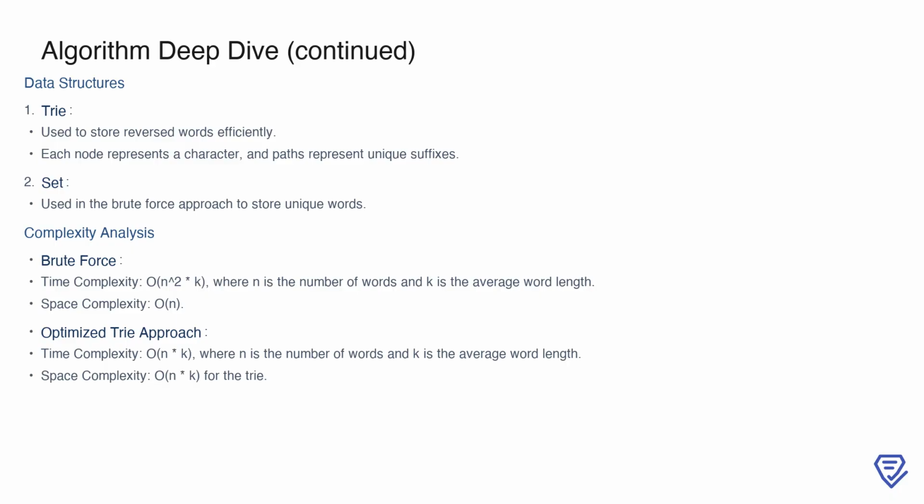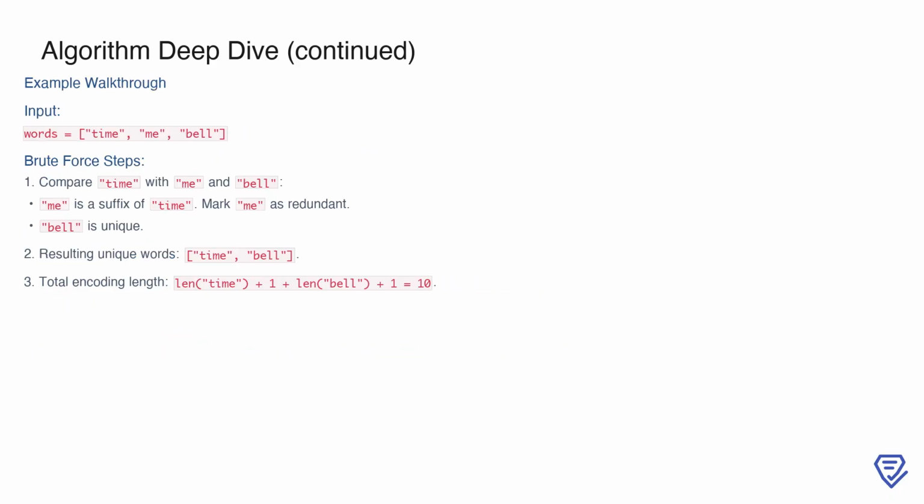Its space complexity is n. On the other hand, the optimized tree approach significantly reduces the time complexity to n times k, as each word is processed only once during insertion and traversal. The space complexity is n times k, which accounts for the memory required to store the tree. To understand how these approaches work, let's walk through an example with the input words equals time, me, bell.